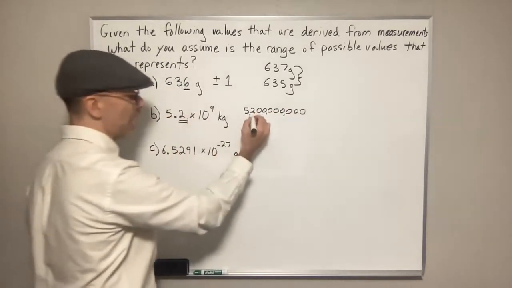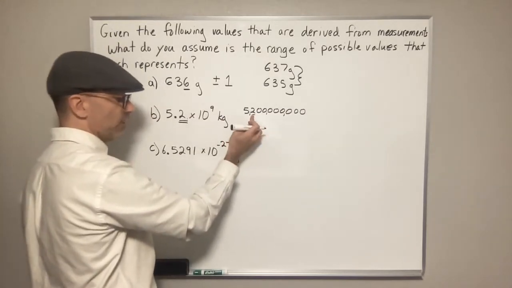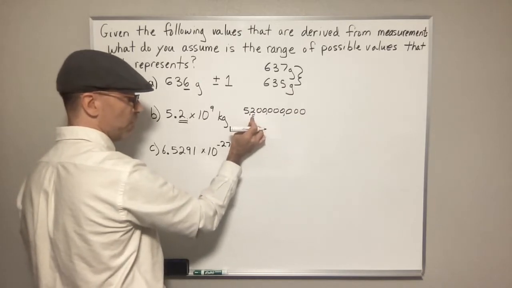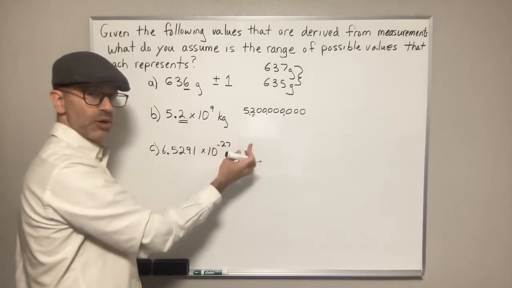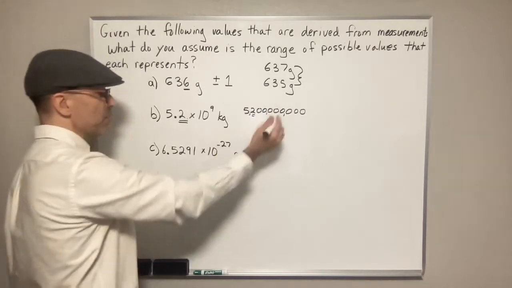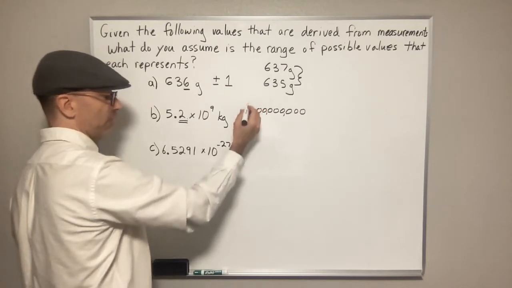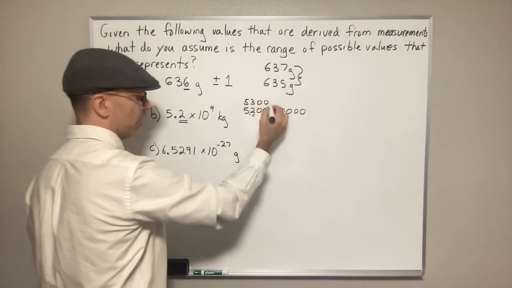That 2 is obviously in this place, so it's plus or minus that place. That place is in the millions, the 100 millions place. So it's plus or minus 100 million, right? And the highest number is going to be plus that. So it's 53.